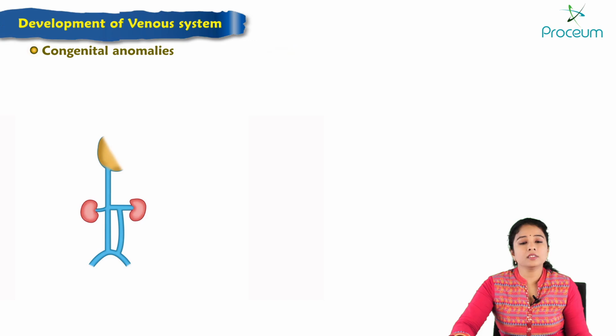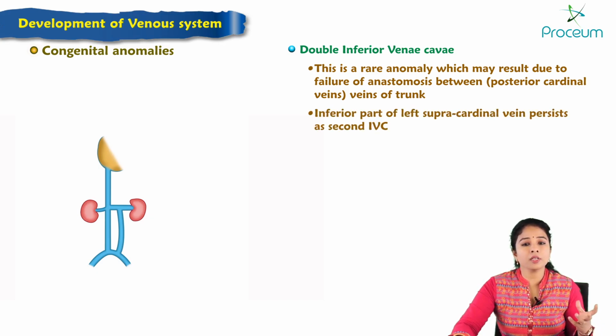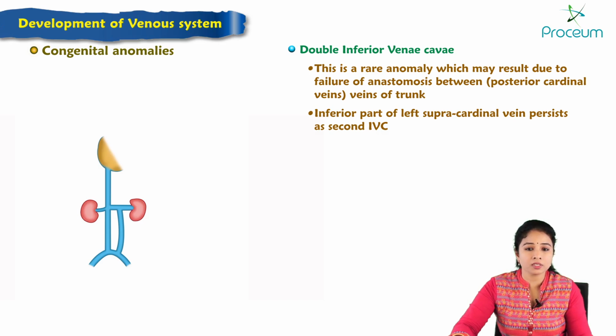So the next condition is the double inferior vena cava. This is a rare anomaly which may result due to the failure of anastomosis between the posterior cardinal veins, and that results in the inferior part of the left supracardinal vein being persistent here. As a result, it forms a second inferior vena cava. So I am saying there is a failure of anastomosis between the posterior cardinal veins. So what happens? The inferior part of the left supracardinal vein persists, resulting in second inferior vena cava.